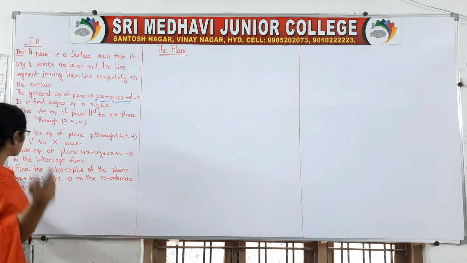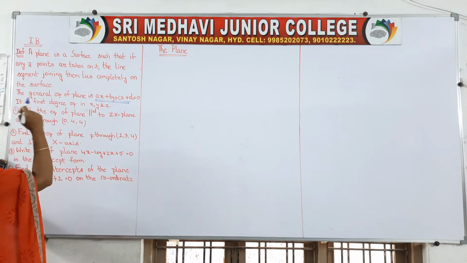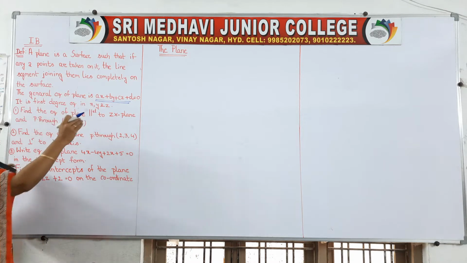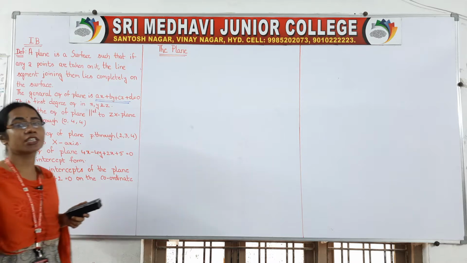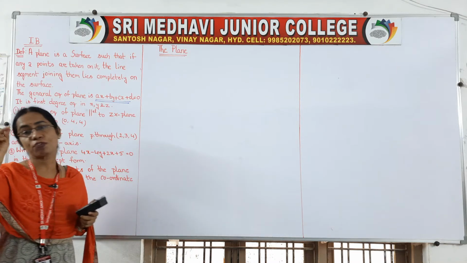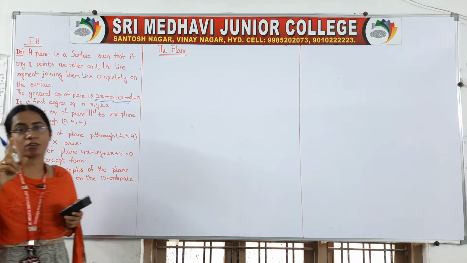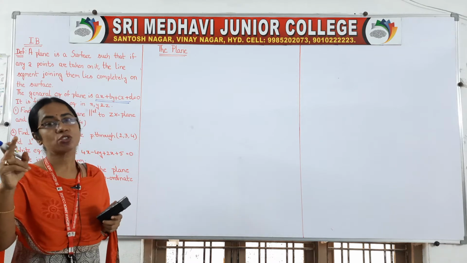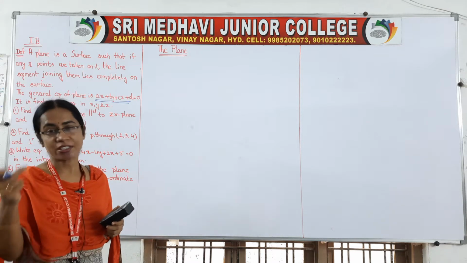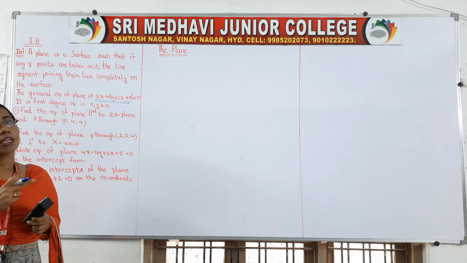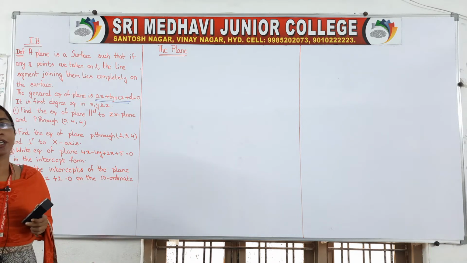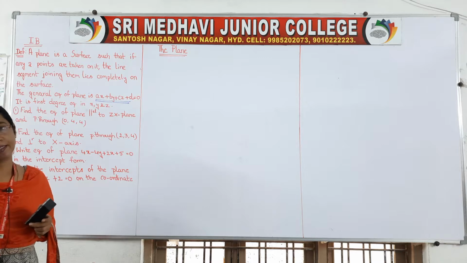Okay, so next, it is a first degree equation in x, y and z. What is the meaning of first degree in x, y, z? If you take the power, it is equal to 1. Suppose their power is 2, we will say second degree equation. Highest power is taken as the degree. So it is the first degree equation in x, y and z.